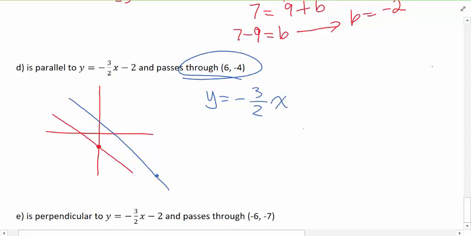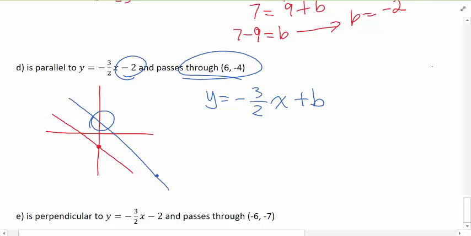The b for this one is negative 2. But for this one, what is the b? I don't know. So what should I write here? Plus b. Now all you need to do is find b. How do you find b? Sub in a point. Okay, sub in the point and find b, please.